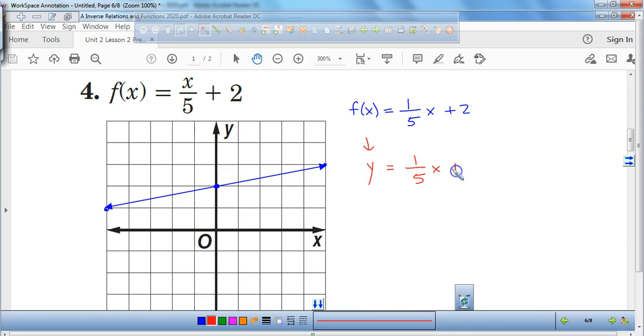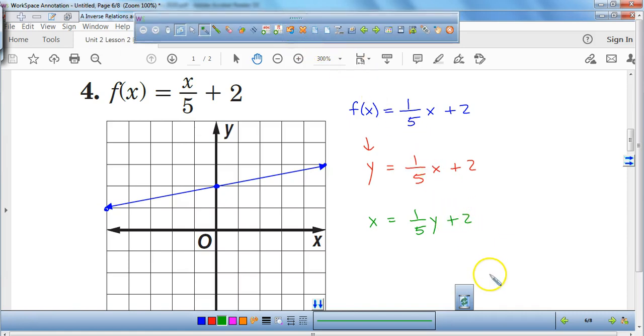Okay. Now swap the x and the y. Ready? Swap the x and the y. So x equals 1/5 of y plus 2. It's horrible. Do a better job. There we go. Now, once we swap it, we've got to solve for our new y.